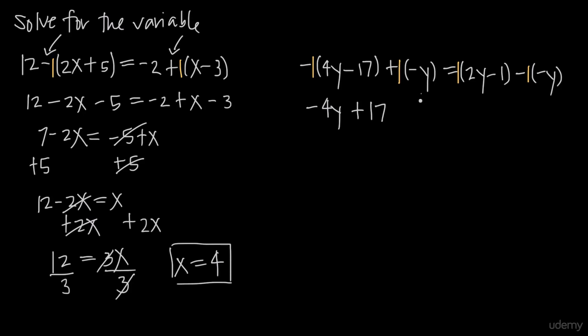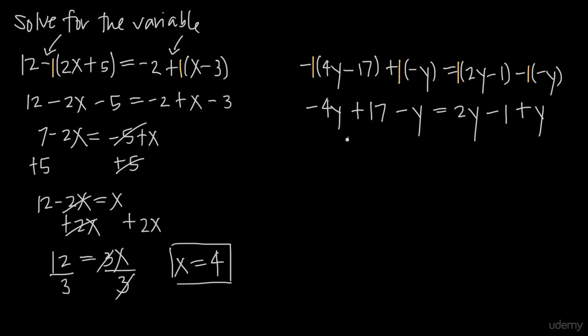Here we have positive 1 times a negative y is just going to give us a negative y. Remember, because it was a plus sign, the sign inside the parentheses here didn't change. We started with negative y, we ended with negative y. Here on the right-hand side, 1 times 2y gives us 2y. 1 times negative 1 gives us negative 1. Negative 1 times a negative y gives us a positive y. And now that we've eliminated our parentheses, we just simplify.